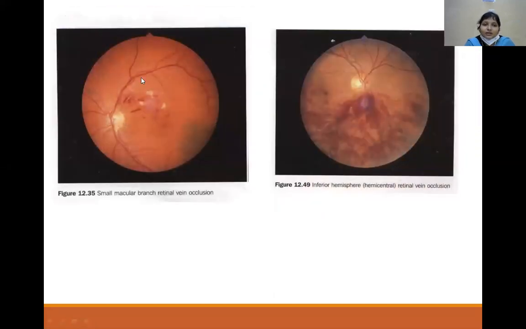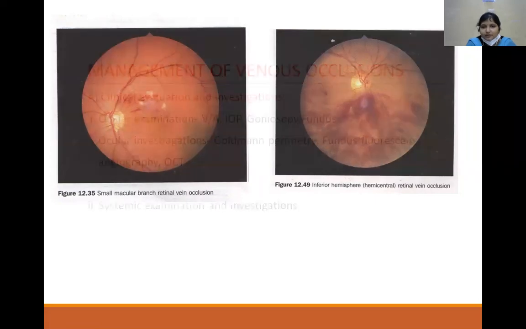This is a small macular BRVO. Only the branch draining the macula is involved. So hemorrhages and soft exudates are confined only to the macular region. And this is inferior hemispheric occlusion, so both the temporal as well as nasal part of the inferior retina is involved. So this is hemiretinal venous occlusion. These are the types of branched retinal vein occlusion.